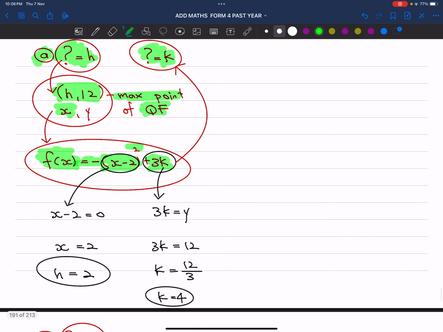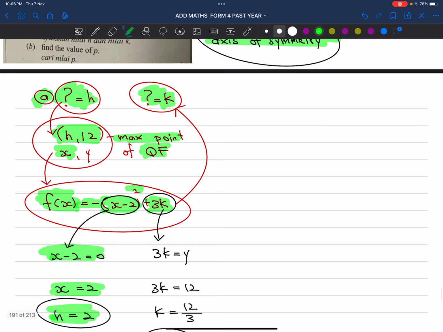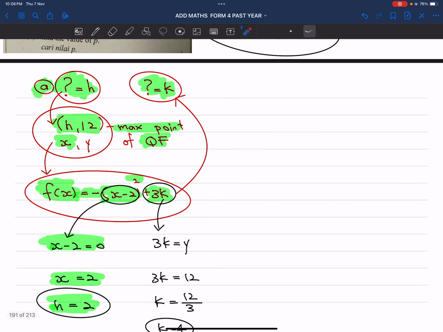And if you remember, I said just now to go inside the brackets, x minus 2, make it 0, and from x minus 2 equals 0, you transfer the negative 2, you get x equals 2. And this x equals 2 is the x coordinate of the maximum or minimum point. And we already have the x coordinate of the maximum point, h. So this x coordinate of the maximum point is h. Therefore h is 2.